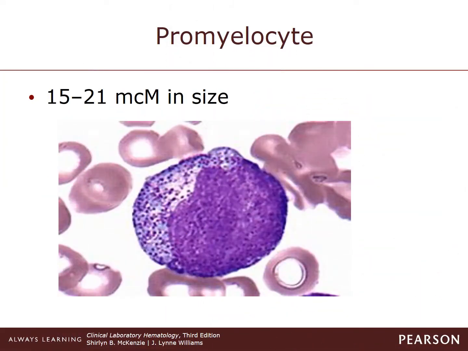The promyelocyte is the next stage in maturation. It's 15 to 21 microns in size, and it has a very high nuclear to cytoplasm ratio. The chromatin is coarser than the blast, but it's still open and lacy, and here you may see several nucleoli as well. Within the cytoplasm, you start to see basophilic, prominent reddish-purple primary granules, or non-specific eosinophilic granules. These granules contain peroxidase and the beginning of antimicrobial compounds.